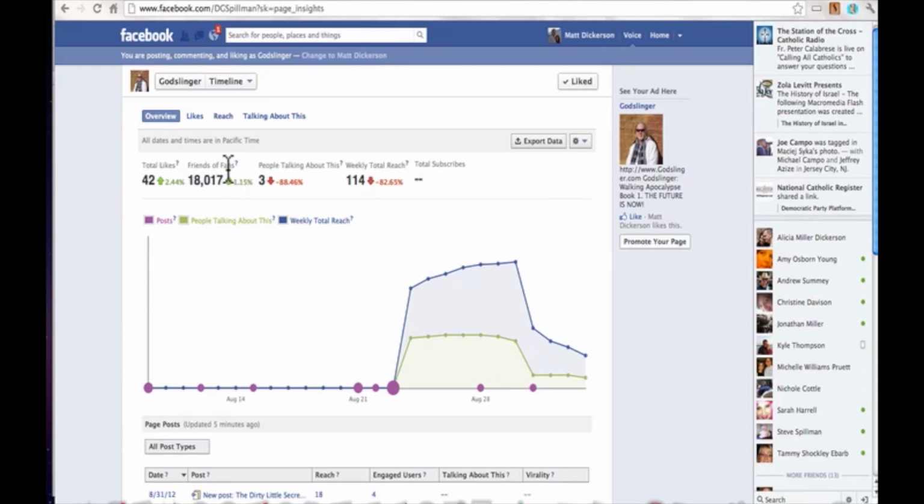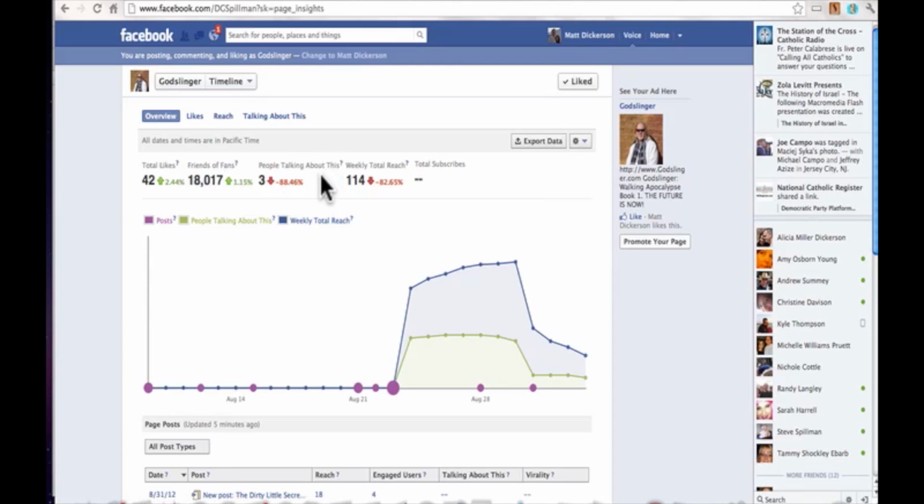And then an interesting statistic that you may look at and go, wow, that's a big number, 18,000. That's friends of fans. What does that mean? This is the number of unique people who were friends with the people that like your page. And this was as of the 3rd. So that number is actually going to be a little bit higher now because we're actually on the 5th. But that was another growth of 1%.